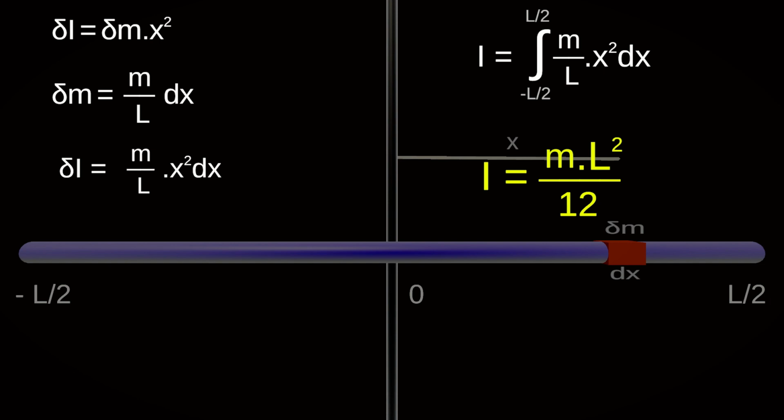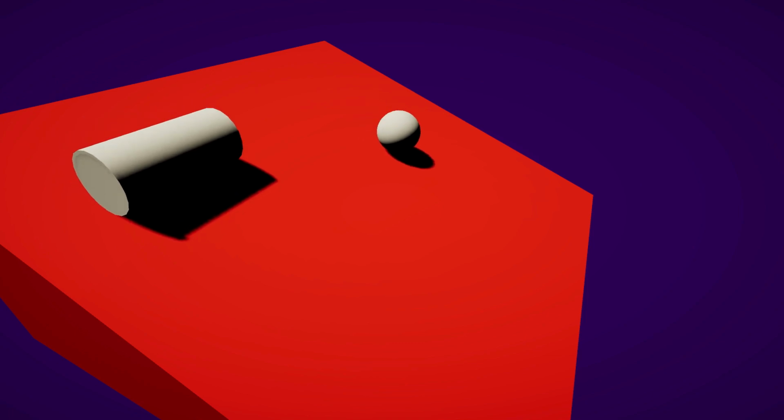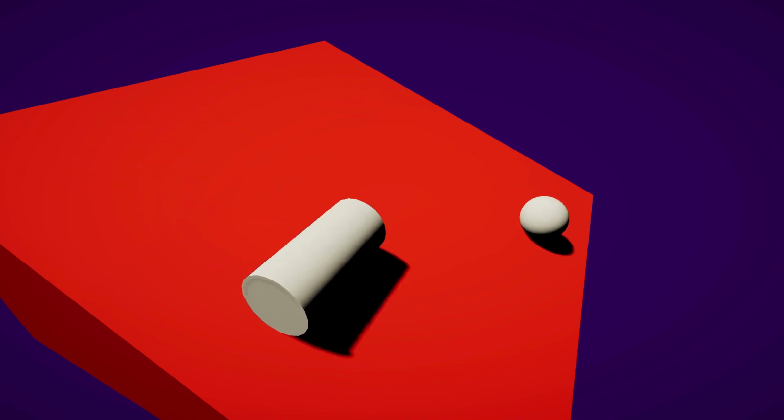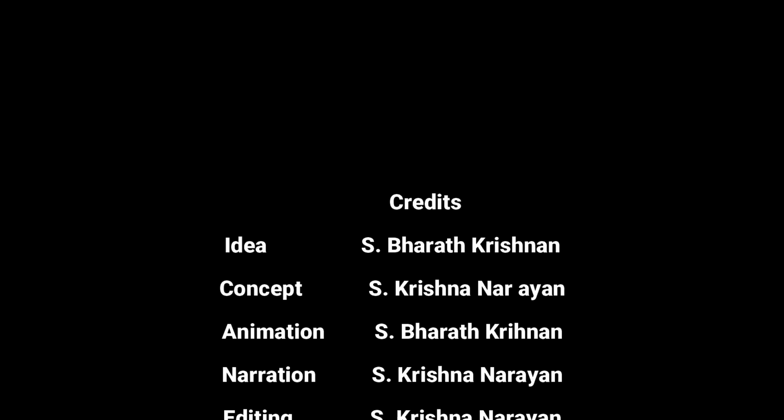Similarly, we can find moment of inertia for different orientations of different objects such as sphere, disc, cube, etc., and it can be used in different rotational calculations. Hence, we conclude this presentation on moment of inertia.